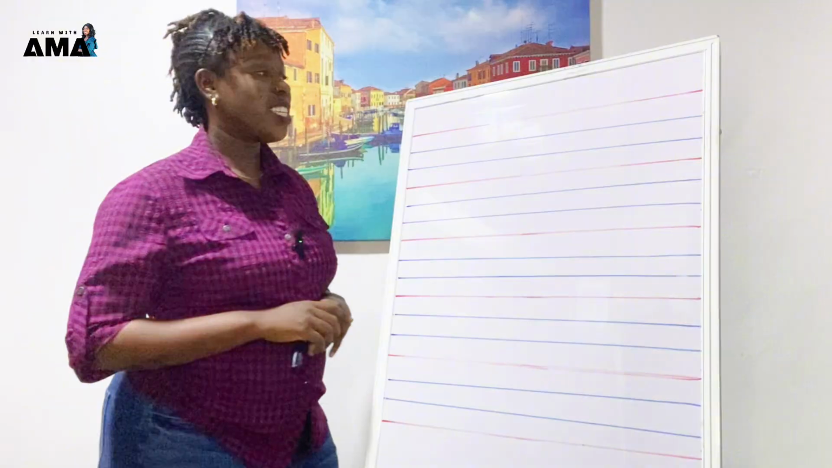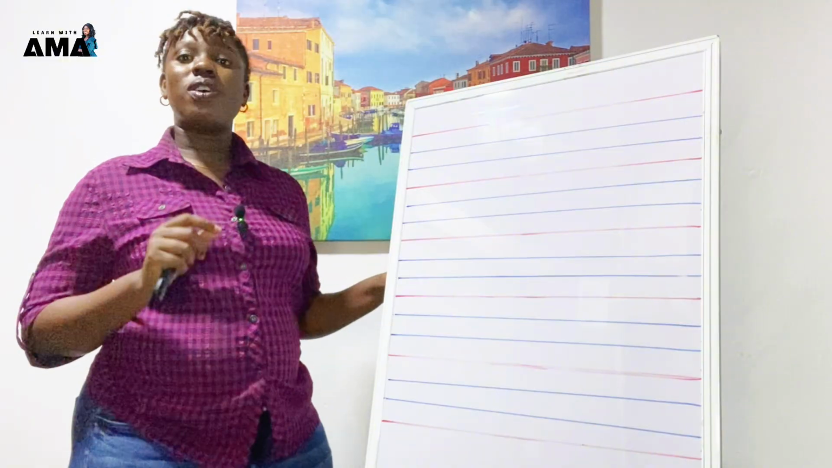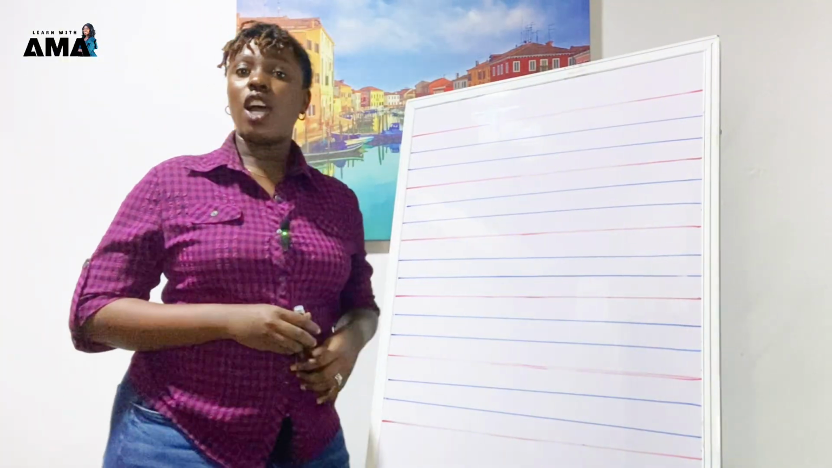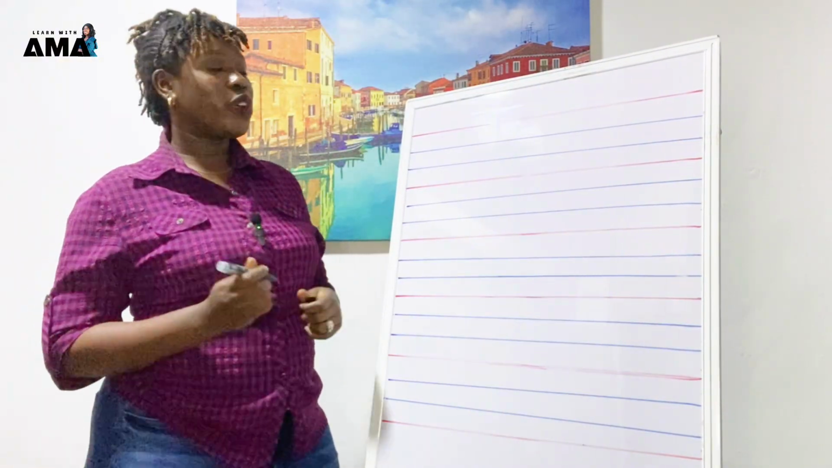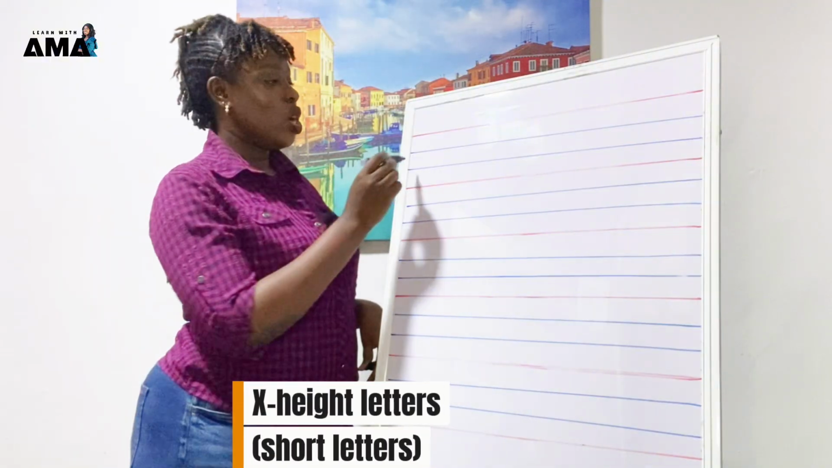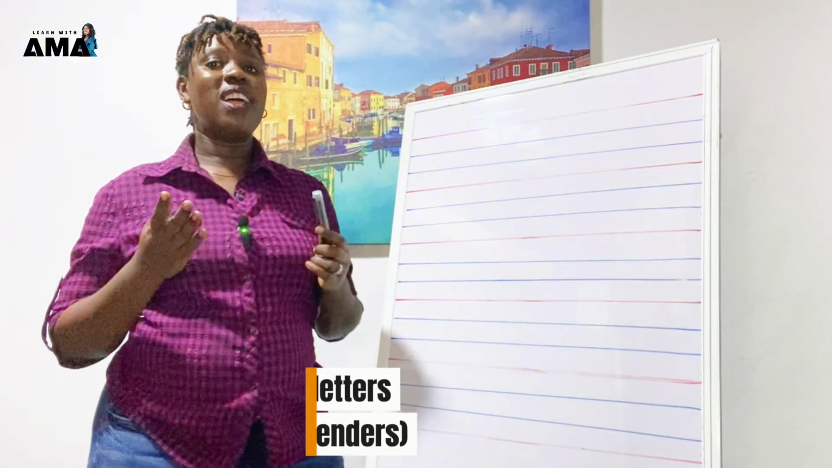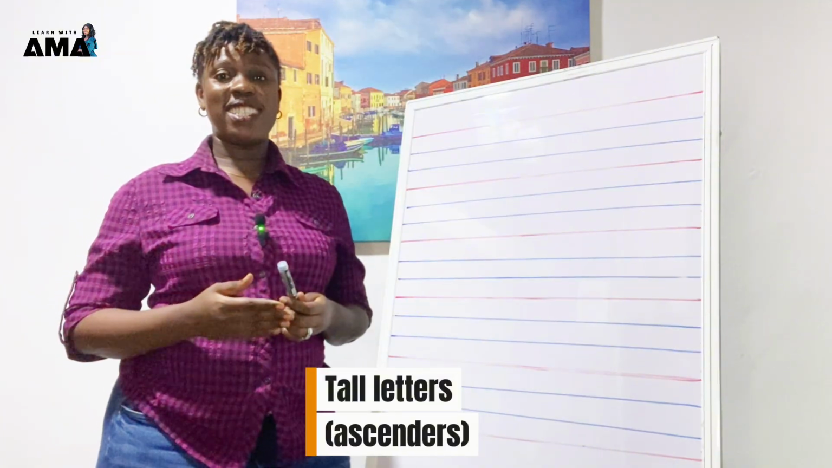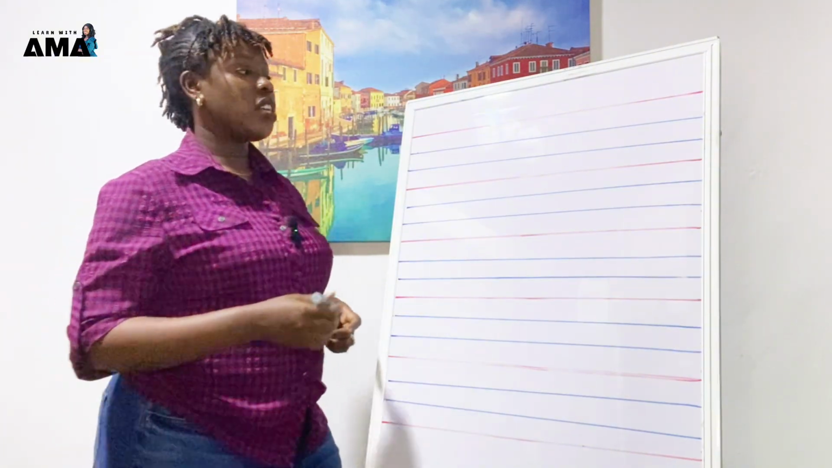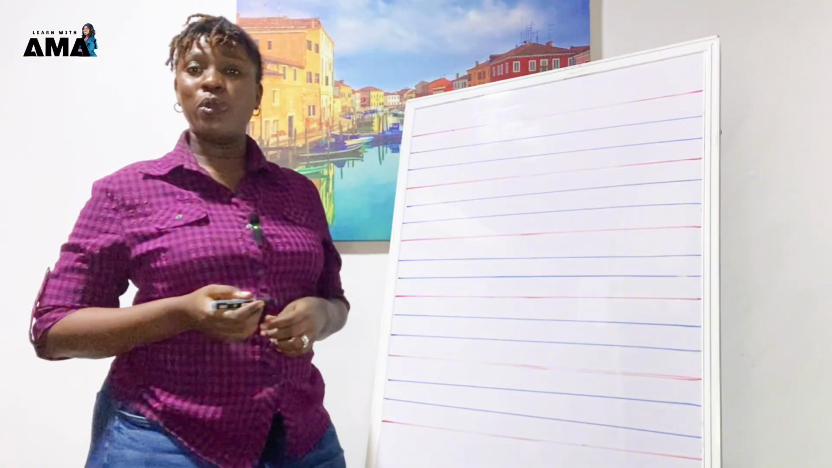Now let's talk about the letters we're going to be writing. We'll be writing the letters A to Z. Now they need to understand that some letters are short. Now while we have this board here, the short letters we will refer to as X height letters will sit inside the line from top to bottom. And then we have the tall letters. The tall letters we will refer to as ascenders. Ascenders. They will start from the top of the red line here, right to the second blue line.